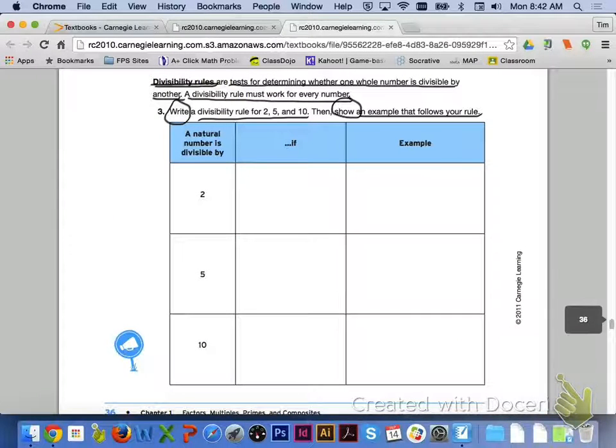Divisibility rules are tests for determining whether one whole number is divisible by another. A divisibility rule must work for every number. Very important that you remember that. So if we take a look at number 3, we want to fill in the table. We want to write a divisibility rule for the numbers 2, 5, and 10, and then we want to show an example that follows your rule. Go ahead and do number 3 with your group members.